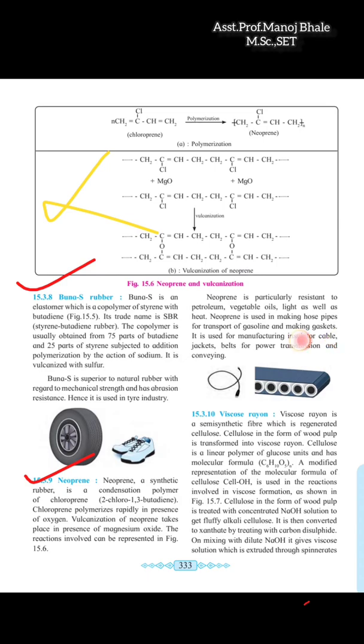So that's why it is used for making hose pipes for the transportation of gasoline, and making of gaskets. The pipes at the petrol pump, with which we fill petrol in the vehicle, the hose pipes, what are they prepared from? They are neoprene. Because they resist petroleum, petroleum has no effect on them, so we use them. These are also used for making insulating cables, jackets, belts, power transmitters, or conveyor belts. So that is about the uses of neoprene.